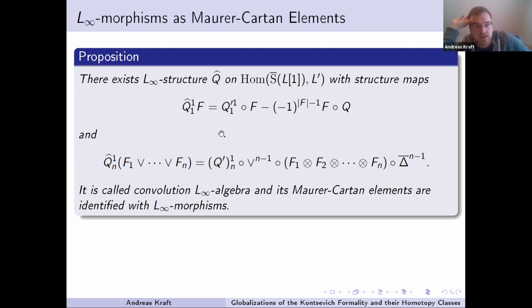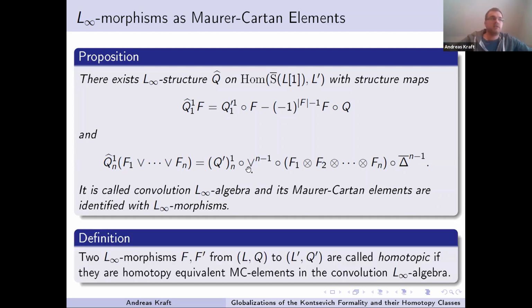What's also nice about this is that if L prime is just a DGLA, so it has only a differential and binary bracket, then this convolution L-infinity algebra will also just be a DGLA. So if Q prime has only binary stuff and no higher brackets, then Q hat will also not have higher brackets. So we can define two L-infinity morphisms to be homotopic if their structure maps, seen as elements in here, are equivalent Maurer-Cartan elements.